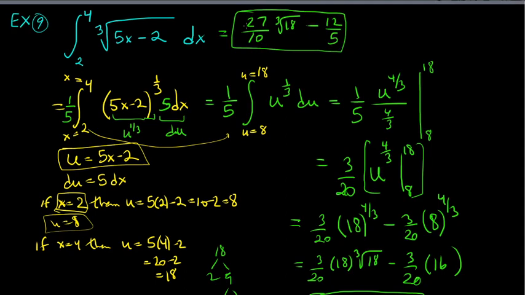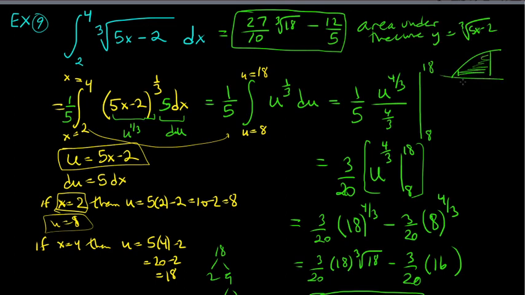So remember what that number represents. It represents the area under the curve. Right. In this case, the curve is y equals the cube root of 5x minus 2. So you graph that curve, and you calculate the area, right, between x equals 2 and x equals 4. Yep. So that's what you could do when you have a definite integral.